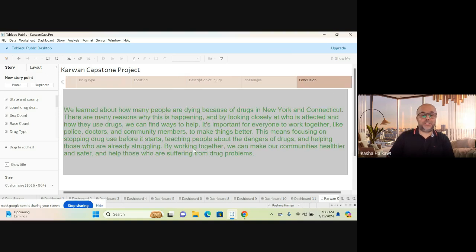Finally, conclusion. We learned about how many people are dying because of drugs in New York and Connecticut. There are many reasons why this is happening, and by looking closely at who is affected and how they use drugs, we can find ways to help. It's important for everyone to work together, like policymakers, doctors, and community members, to make things better.